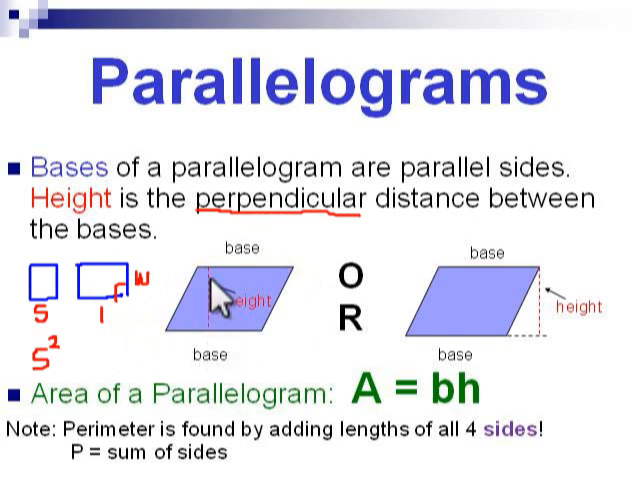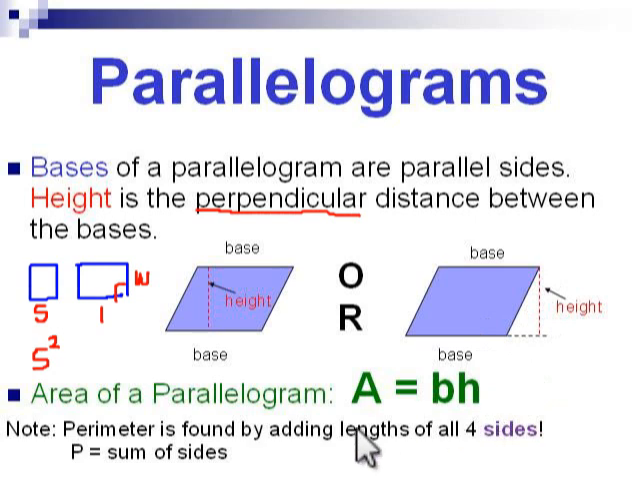The perpendicular distance between the bases is not a line that is part of the shape. The length of this side is not the height. It's longer than the height. Now, you'll notice from the two drawings here that you could think of the height between the bases as inside the shape or even outside the shape. It doesn't matter. It's still the distance between the two bases.